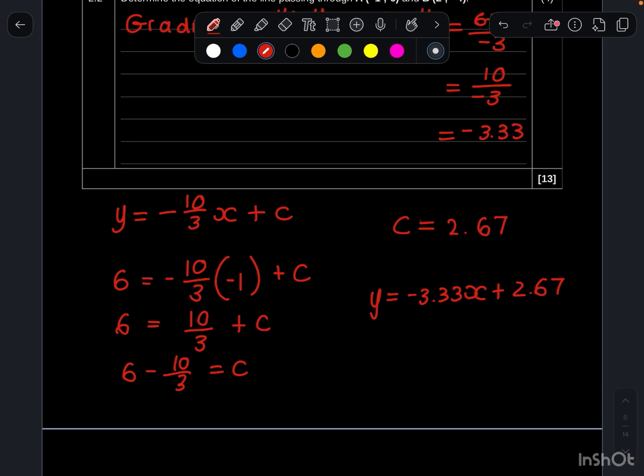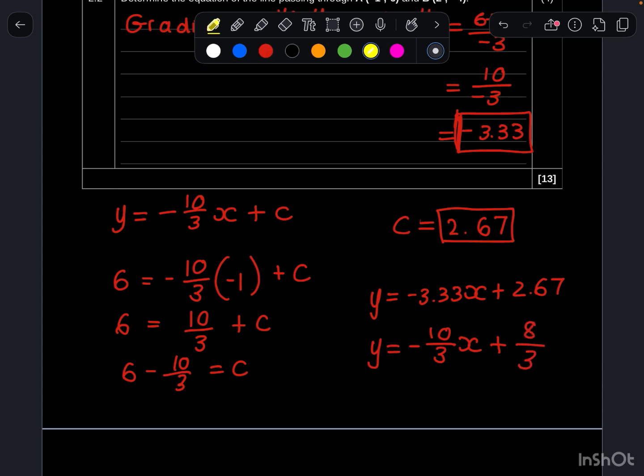And then just as a side note, a lot of the time you have your calculator with these kinds of questions. So although we have the exact values for c and the gradient, it is good practice to leave it in fraction form. Put minus 3.33 into your calculator and you'll get minus 10 over 3. Then put the 2.67 in and you'll get 8 over 3. It's good practice to leave that as your answer. They prefer fractions rather than decimals.